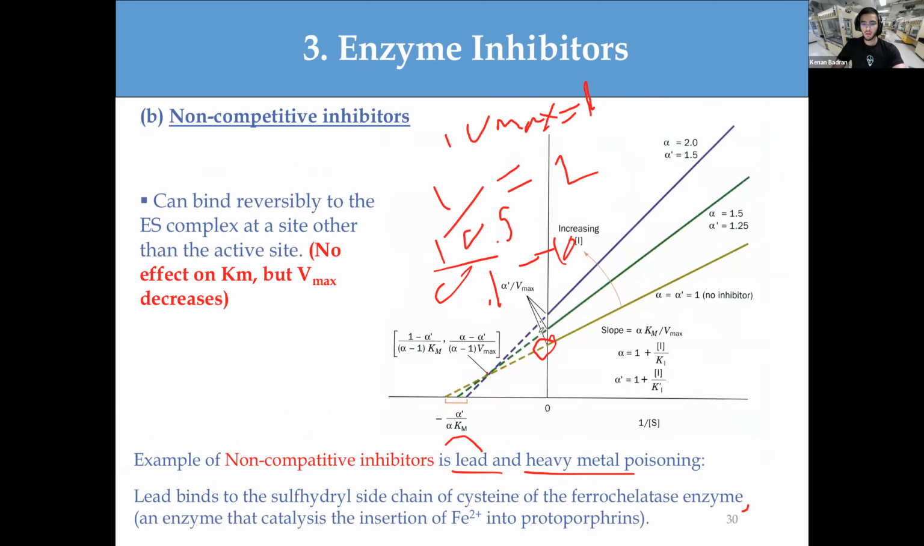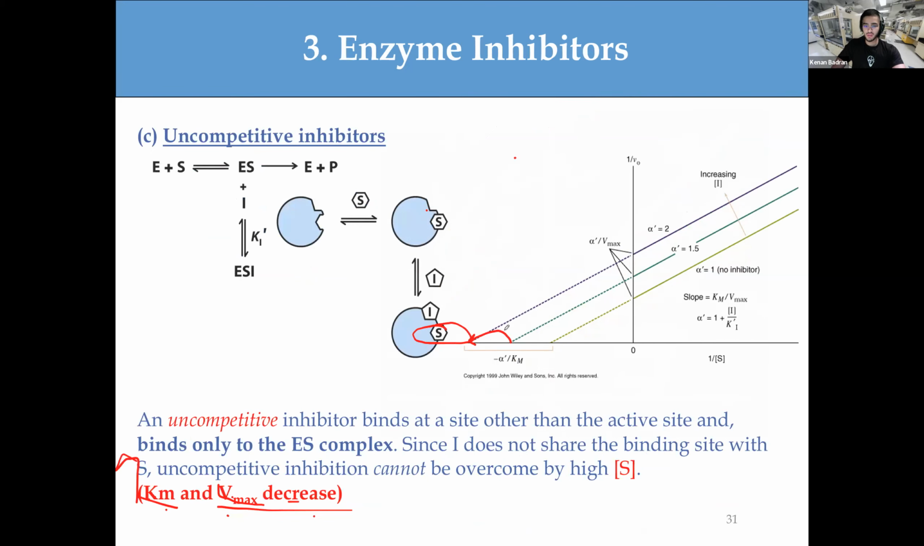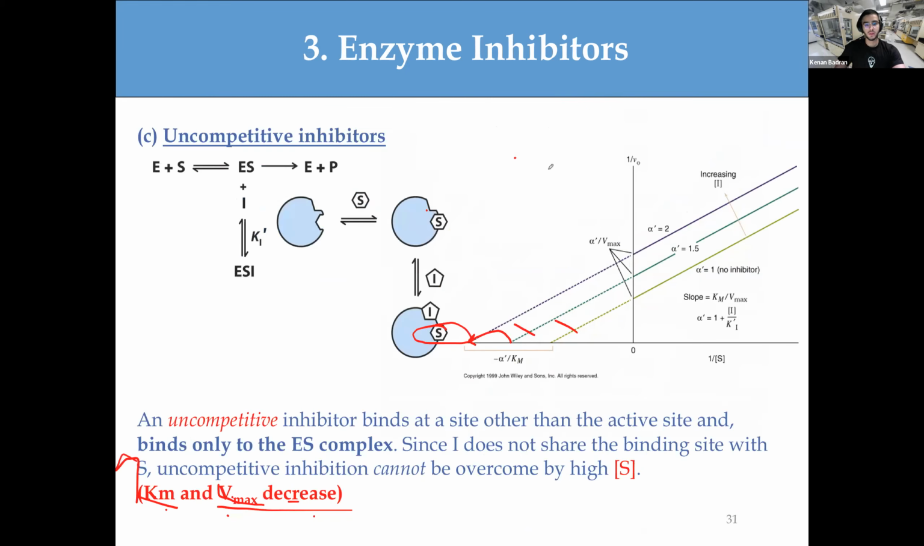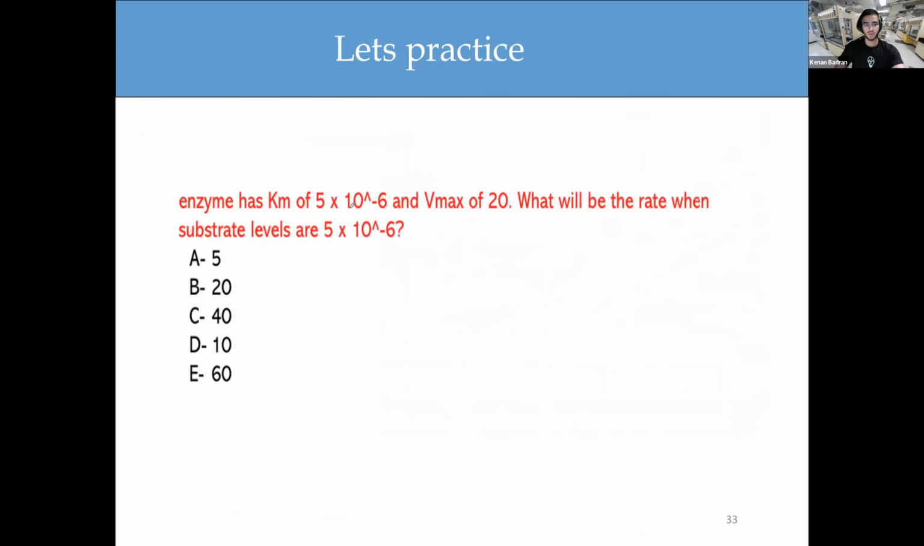And how do you tell? Either by checking here, will there be crossing at any point before the y-axis, or are the lines running parallel? If the lines are running parallel and the changes occurring are in parallel like this, it means it's uncompetitive. But if there's no crossing on the y-axis, but at any point before, it means there's slight changes in the Km, or not, sorry, the Vmax, it is going to be non-competitive. And let's now apply what we learned onto questions.